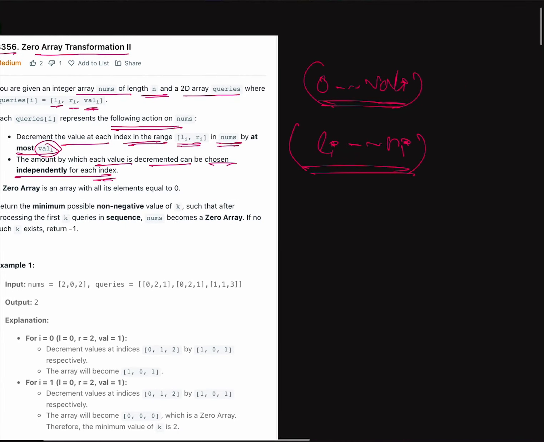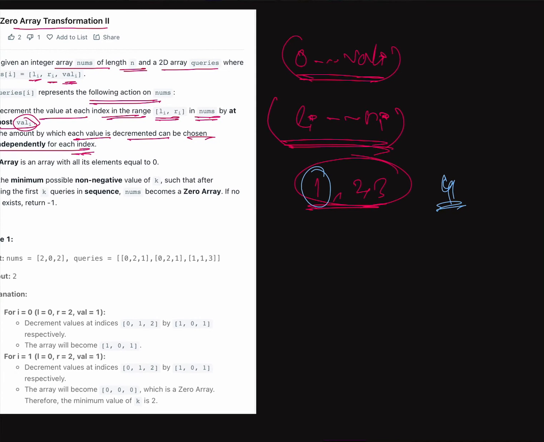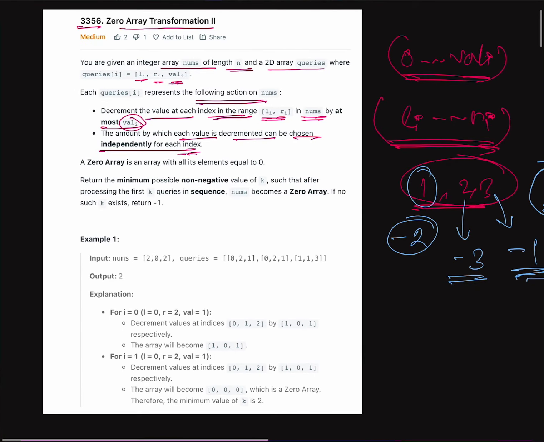So that means, suppose our range is 1, 2, 3. For these three indices I can change each one independently. Suppose the maximum value is 4. For index 1, I decrement by 2. For index 2, I choose 3. For index 3, I choose 1. So they mention that the values can be different, but at most 4. That is what they are trying to say.